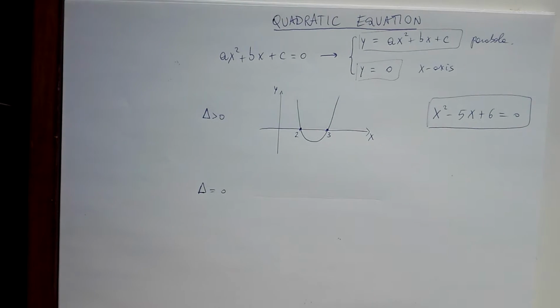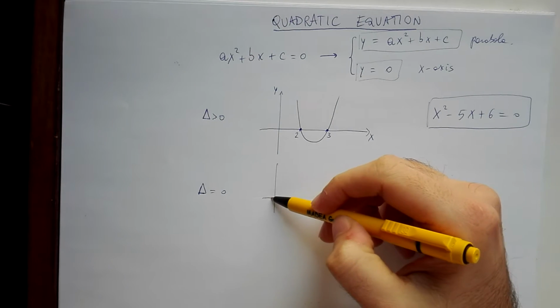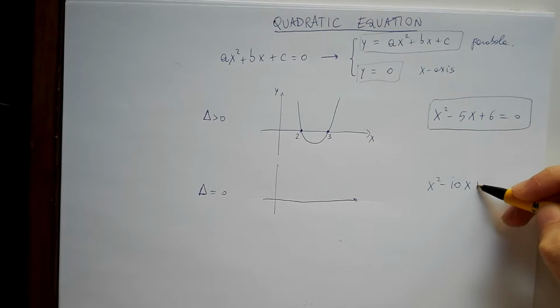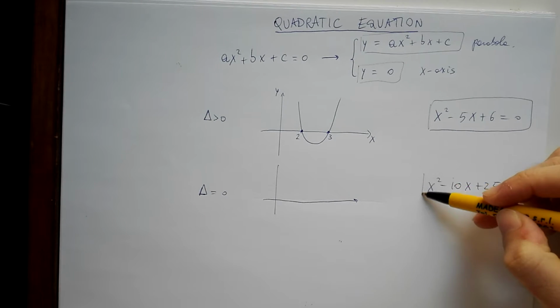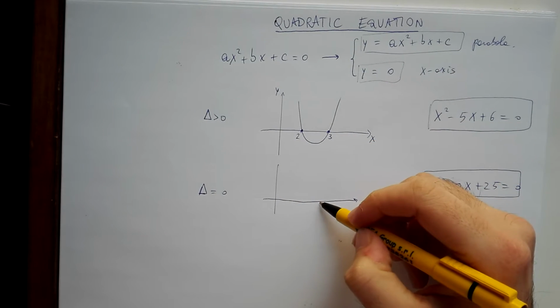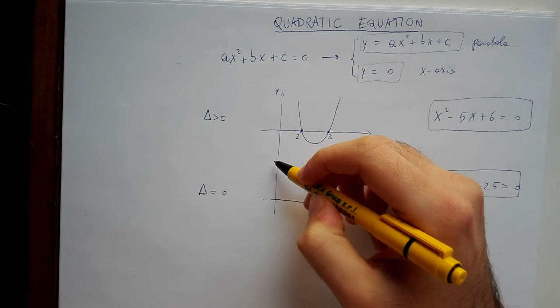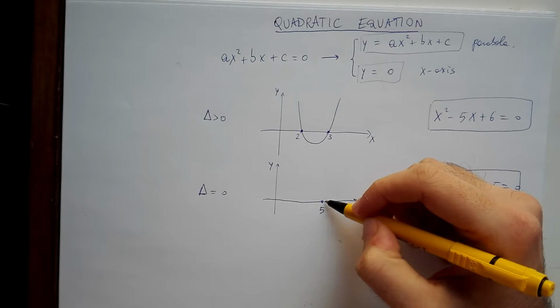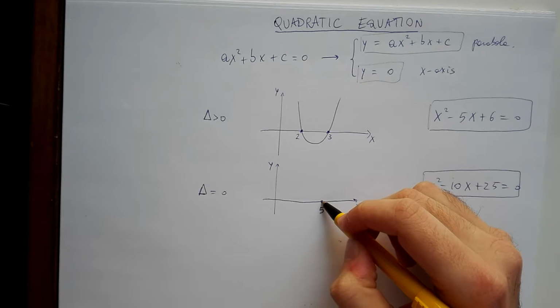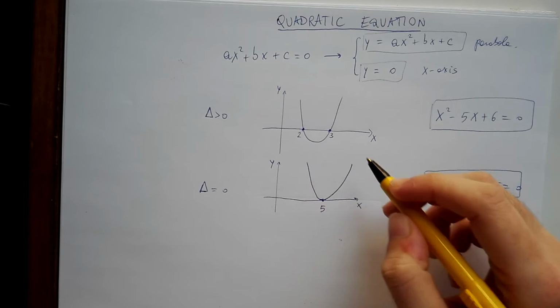Having delta equals 0 meant having just one solution with multiplicity 2, or counting the same solution twice. So what happened, if you remember the video where we had this equation, the solution was 5 but counted twice. So if we have 5 here on the x-axis, this parabola touches the x-axis here, which means it is tangent to the x-axis.